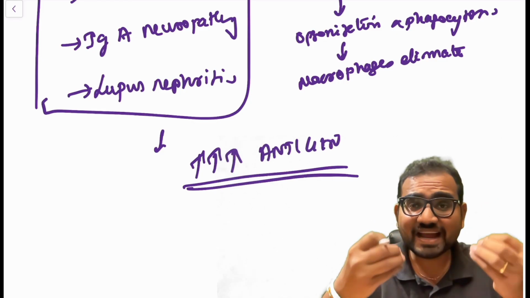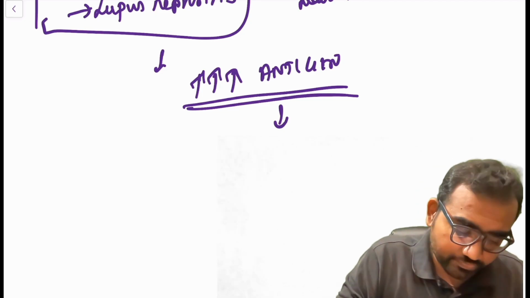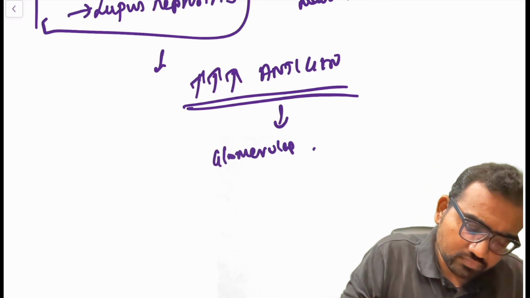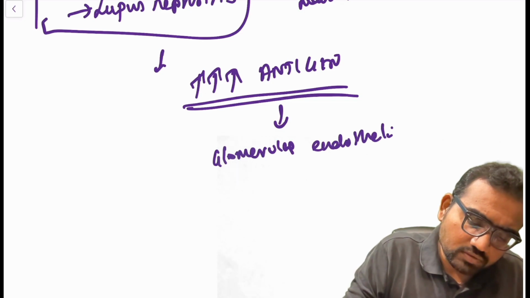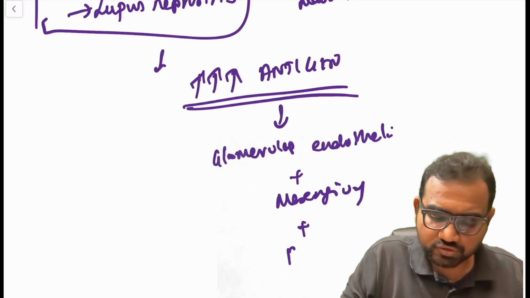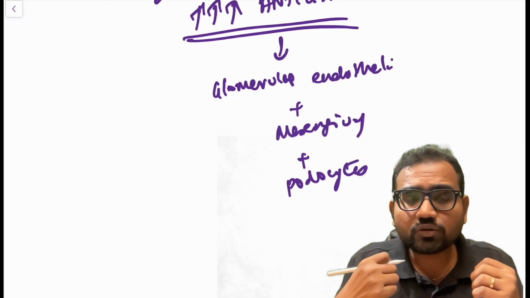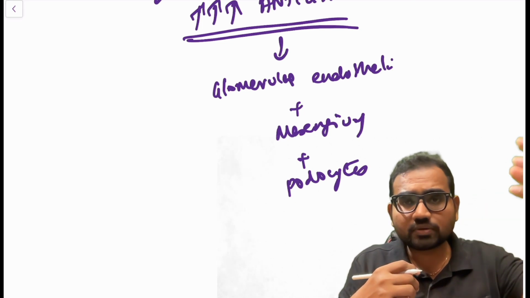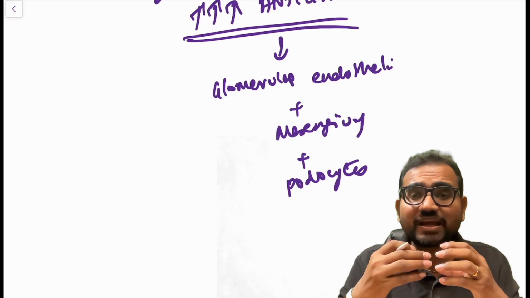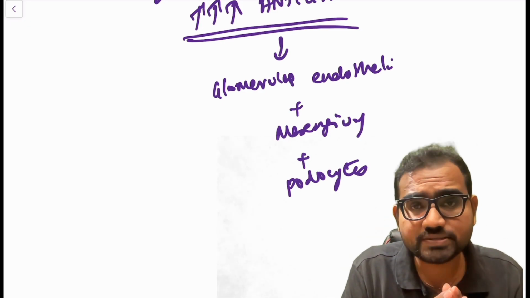So what happens? These antigens start to deposit in the endothelium, plus mesangium, plus podocytes. So what happens? Because the kidney receives more blood, these antigens come through the glomerular capillaries and deposit on these structures. So as I told you, endothelium is responsible for the control of the excretion of blood cells.